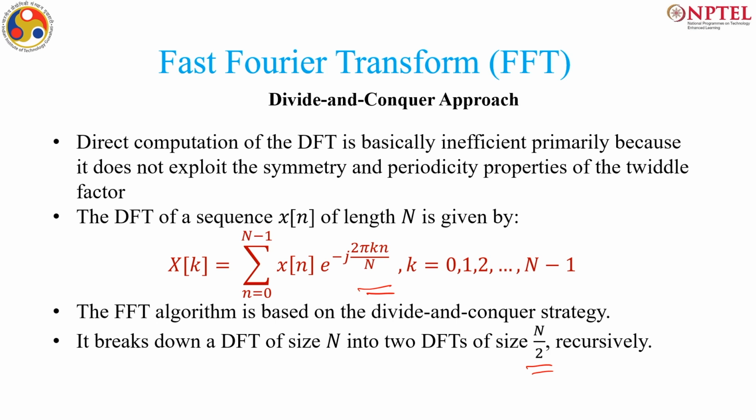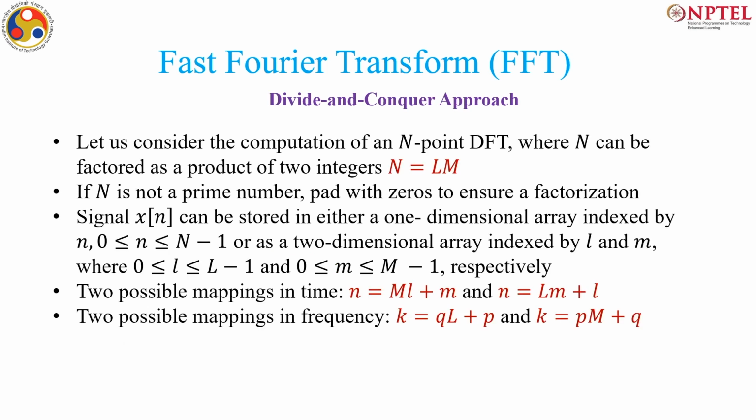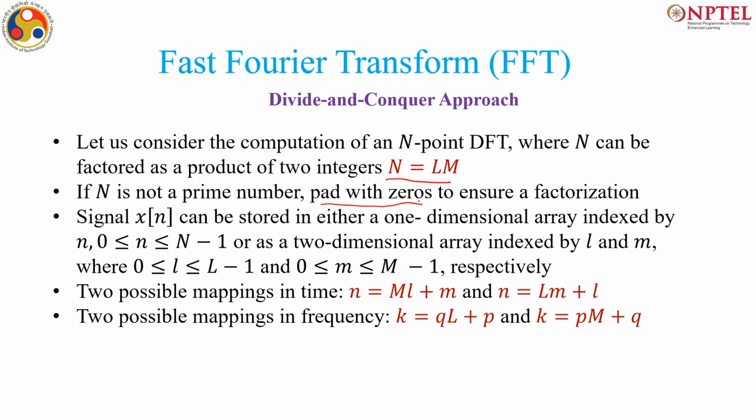But how did this all start? It started by factorizing this n into two factors L and M. Now, you might be wondering, what if n is a prime number, what if n cannot be factored easily? You can always do zero padding. So, you pad with sufficient zeros to ensure a factorization.